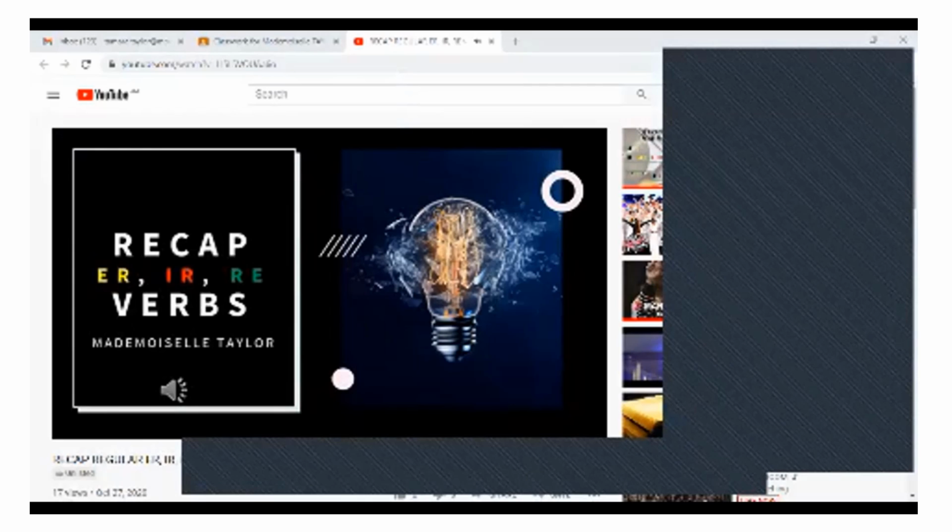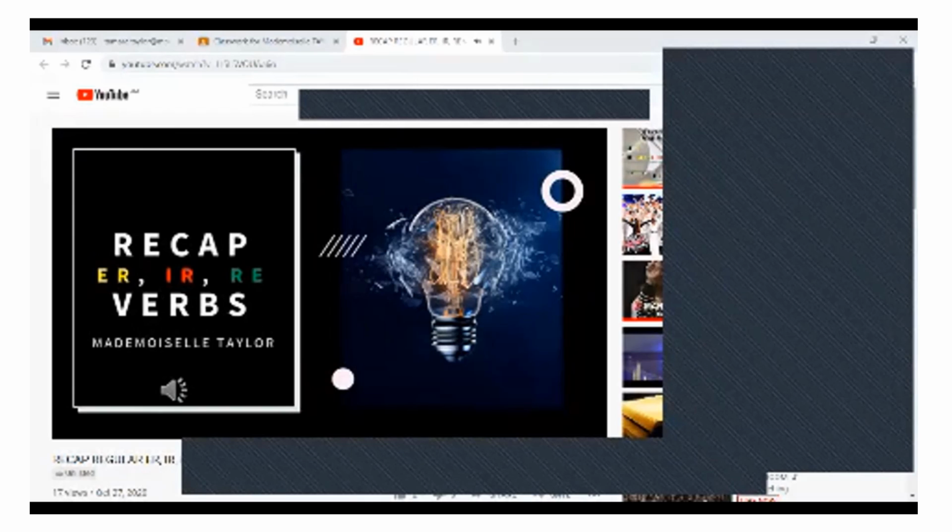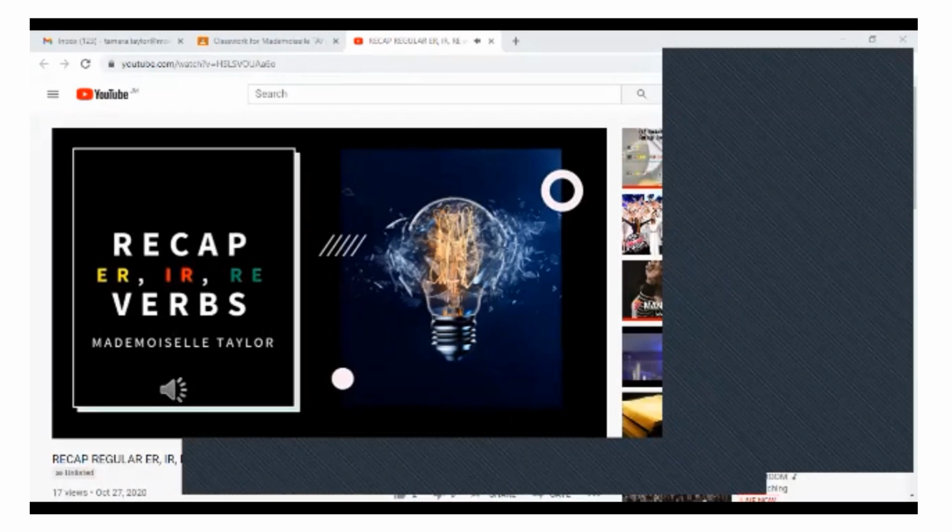All right, so in today's lesson, we're going to be doing a recap of ER, IR, and RE verbs. Regular ER, IR, and RE verbs. We're going to revisit some songs that we learned to help us remember how to conjugate them because they have a pattern. And then we're going to finish everything off by putting things into context with a little simple reading passage, okay? So on y va, let's go.